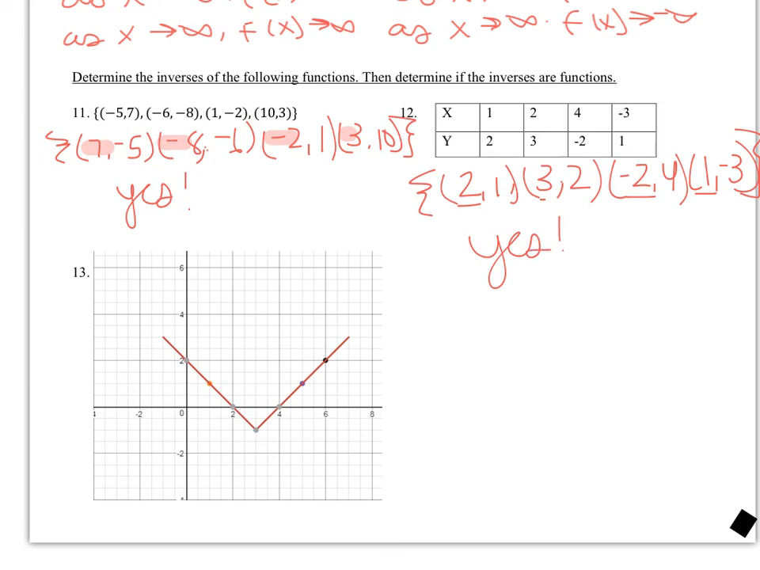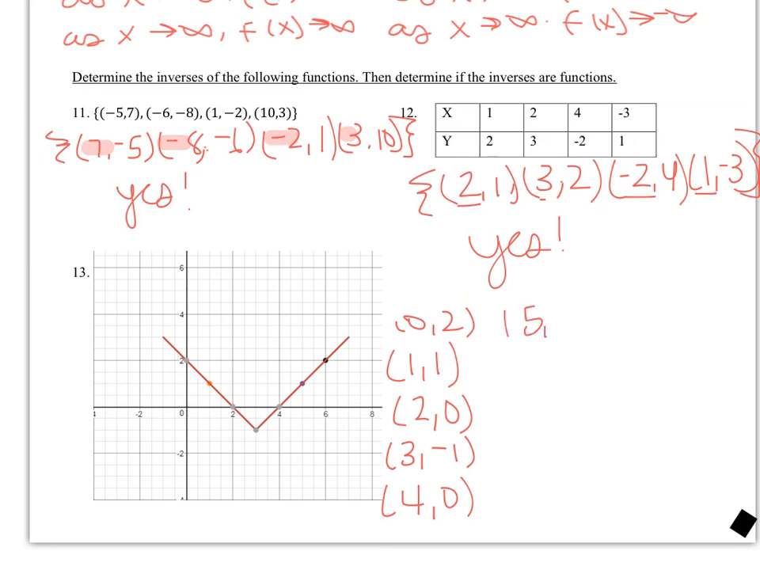If I come and do number 13, I personally would write down each of the ordered pairs on this graph. So I would write down 0, 2, and 1, 1, and 2, 0, and 3, negative 1, and 0, 4, 0, and 5, 1, and 6, 2. I'm not going to plot all the inverses of these, so I'm just going to flip.